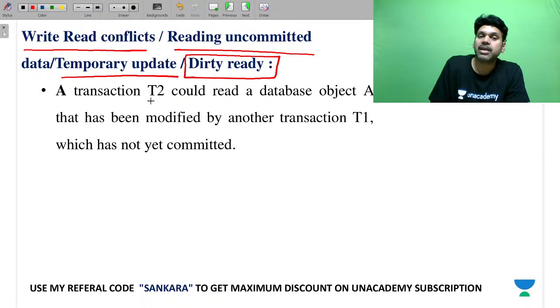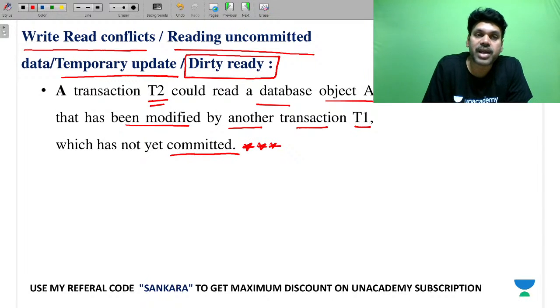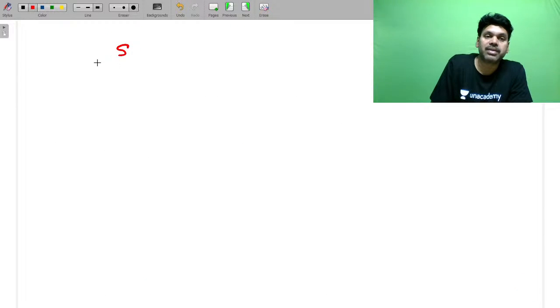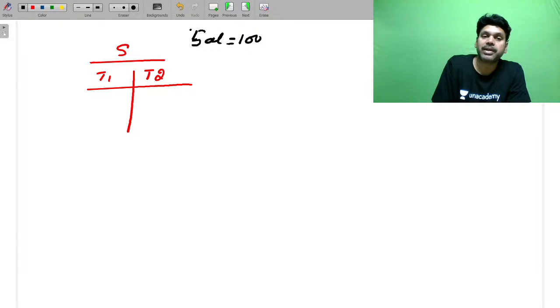What is the meaning of that? A transaction could read a database object A that has very recently been modified by another transaction T1, which is not yet committed. This is a very important point. So how are you going to write them? You take a schedule S which consists of two transactions like T1 and T2, and let us say salary is equal to something like 100.